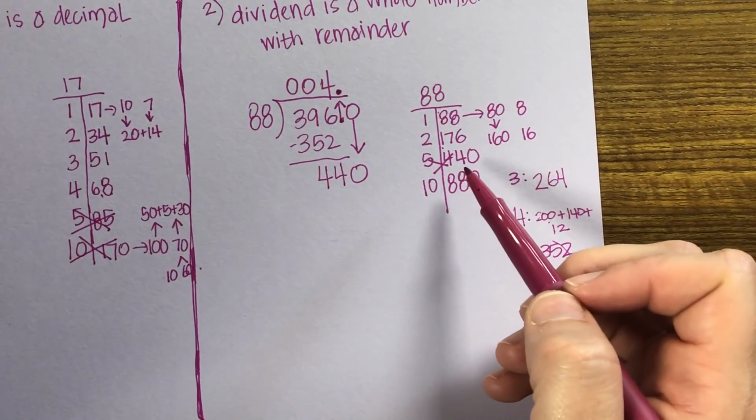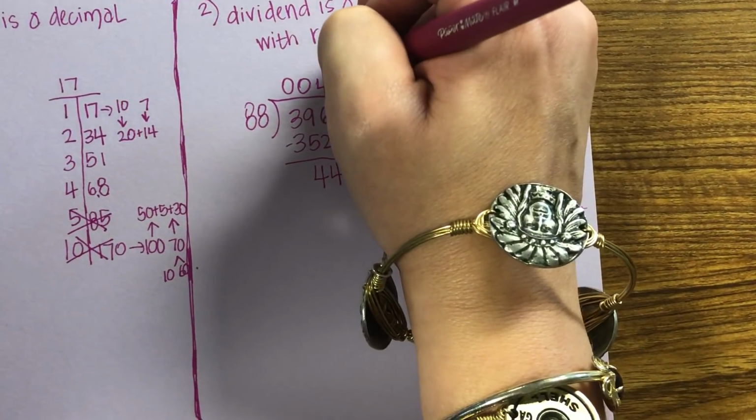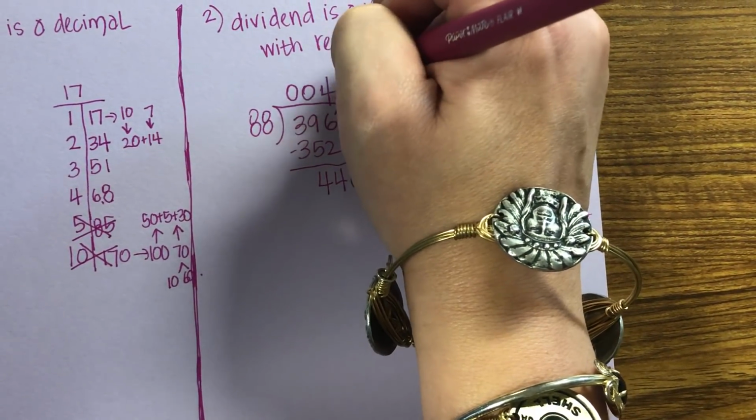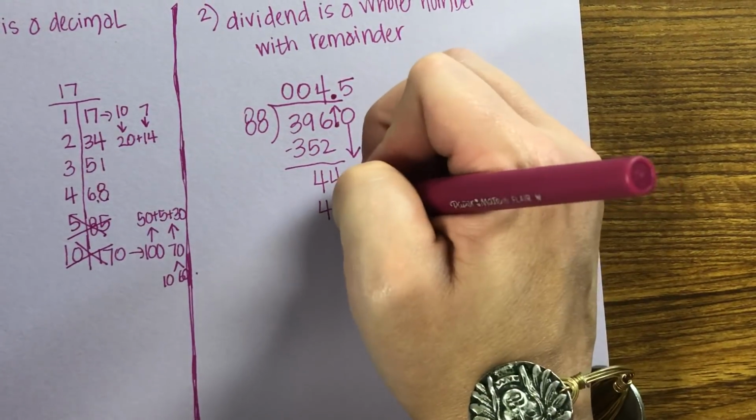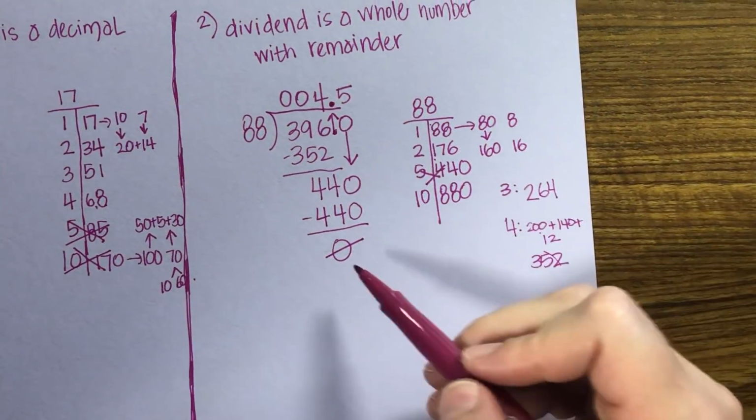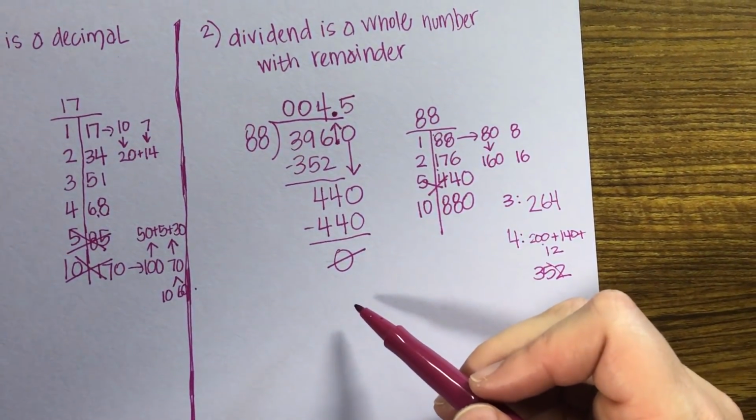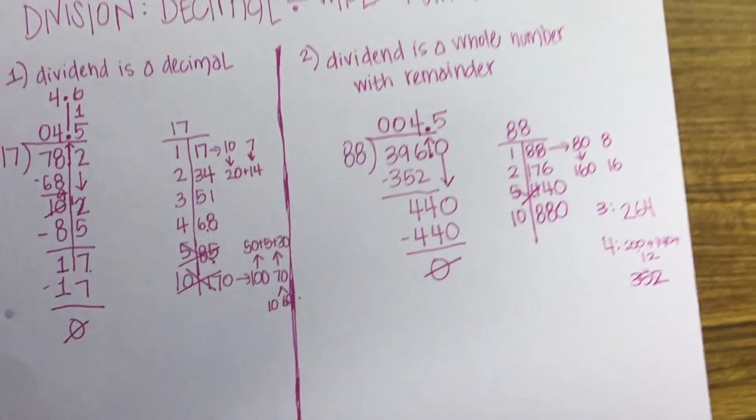And you can see that 440 is 88 times 5. So I'm talking about putting 5 tenths in every group, which is 440 tenths, which now leaves me with no remainder. So let's work on a couple of examples.